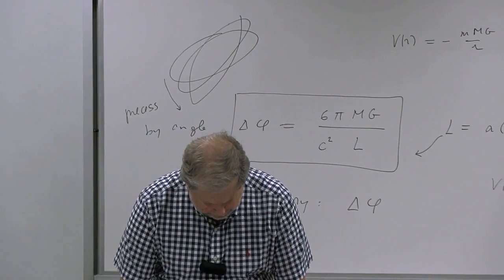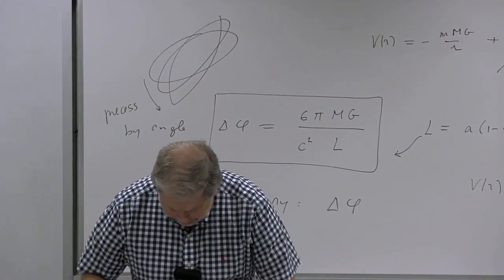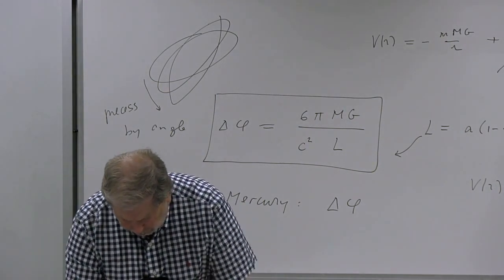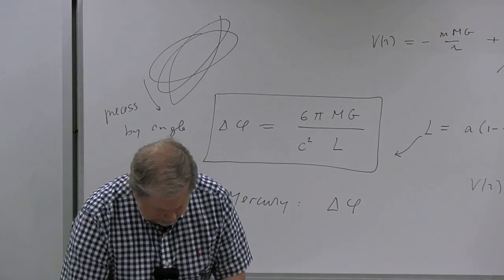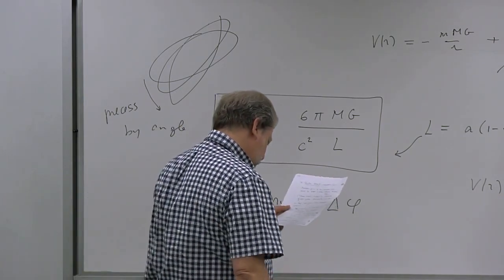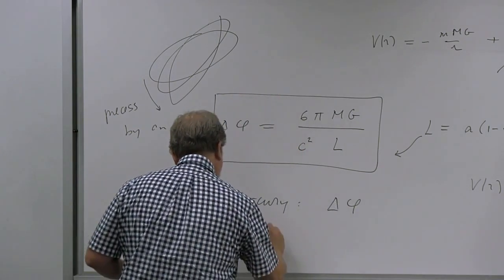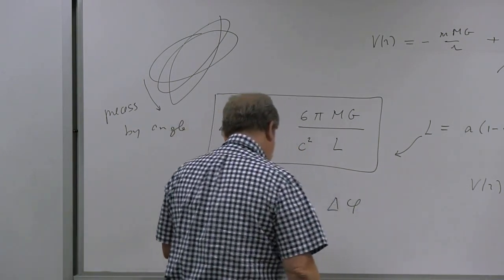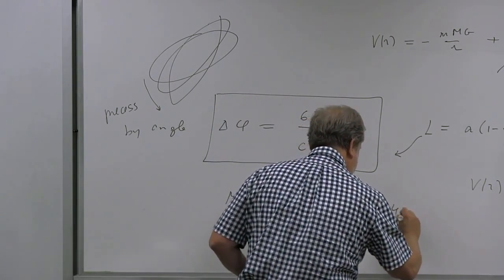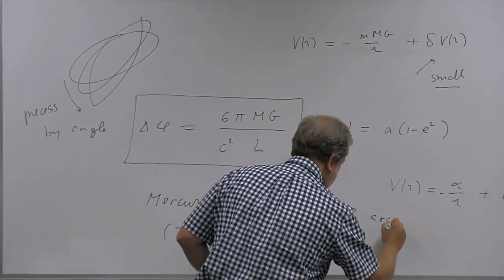If you have a very accurate determination of the orbital parameters, then you can do a little bit better than that. And today's number for the theory is about 42.98 arc seconds per century.